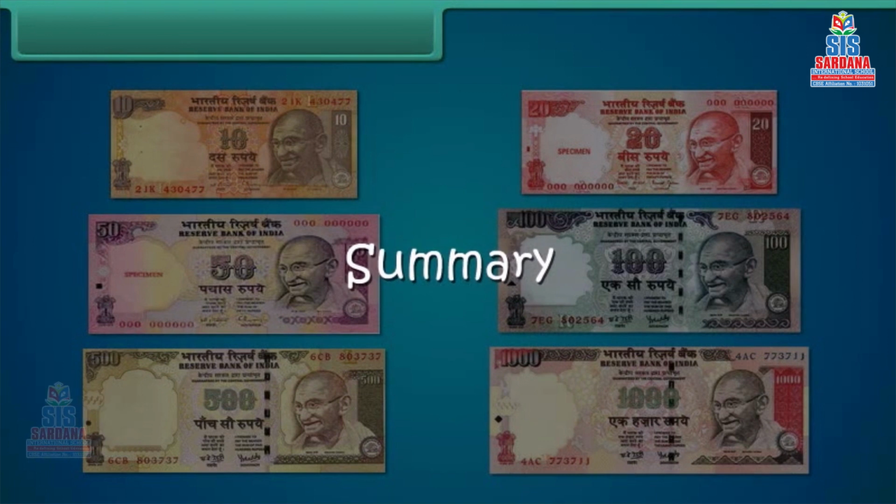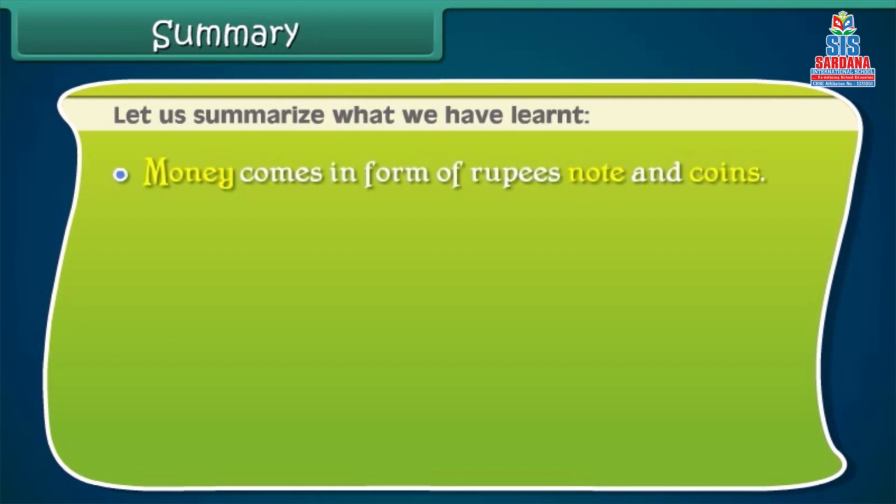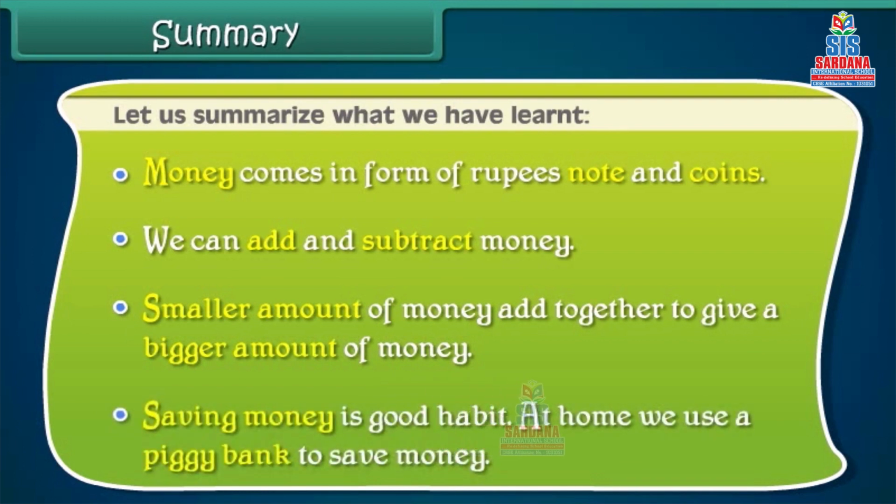Summary. Let us summarize what we have learnt. Money comes in form of rupees notes and coins. We can add and subtract money. Smaller amounts of money add together to give a bigger amount of money. Saving money is a good habit. At home, we use a piggy bank to save money.